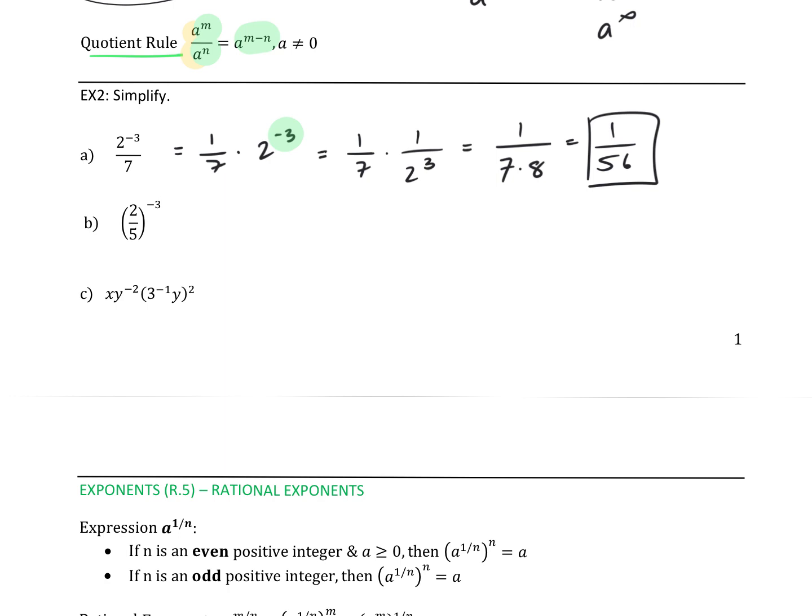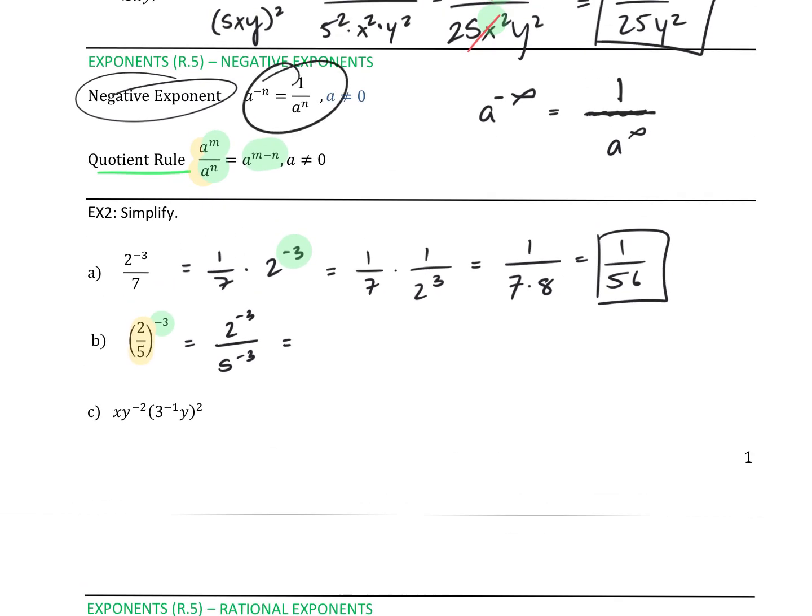Let's take a look at the next one. Okay, so now this time that negative 3 is being applied to this entire base of 2 over 5. So we're going to go ahead and once again apply it to the numerator and the denominator. And then what happens here? We're going to be taking the reciprocals of both of these. Again, another way you can think of a fish out of water rule is you're taking the reciprocal.